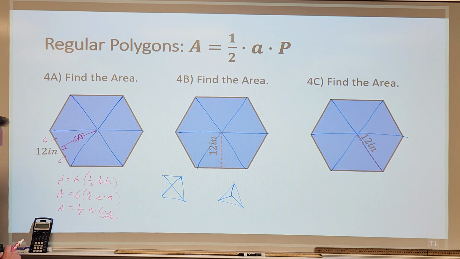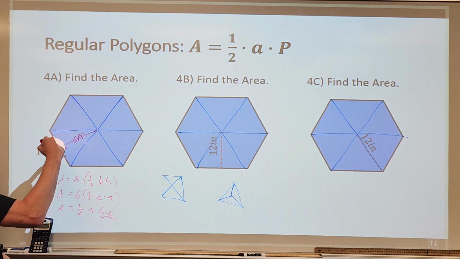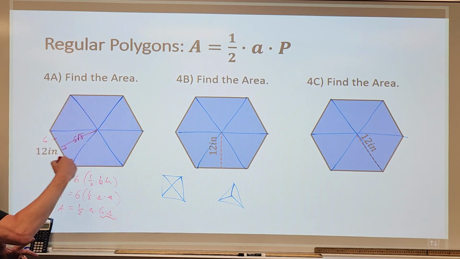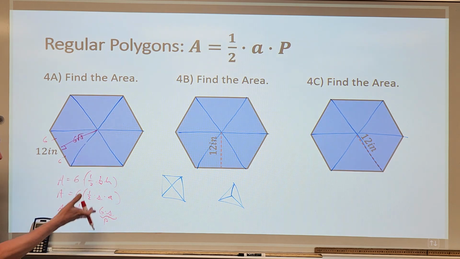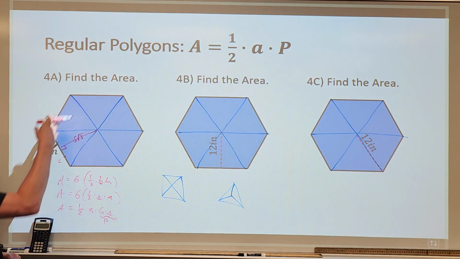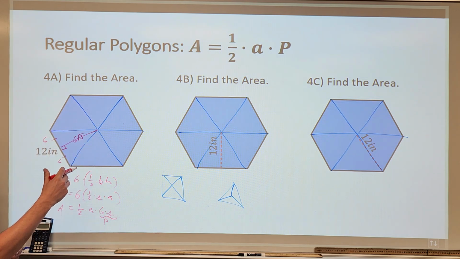Now this right here, 6 times the length of the side, is, there's six sides, right? Six sides times however many there are. This is our perimeter. So our formula is 1/2 apothem times perimeter. Our job is to maybe not compute all that separately, but just to understand if I know the side length, then I know the perimeter, right? Because all the sides are the same. So area is 1/2 apothem times perimeter.